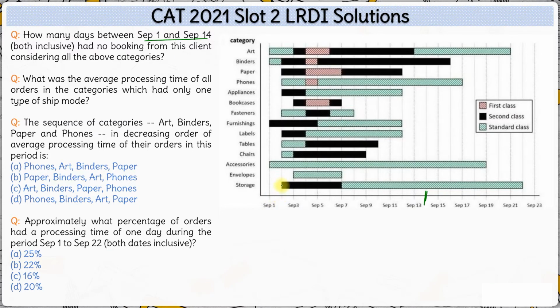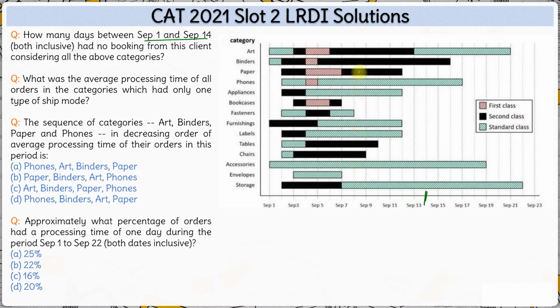September 2, again we have a booking, so let's leave this. September 3, again there is a booking here for the envelopes category. September 4, there is a booking here in the tables category, so let's leave this. September 5, there is a booking in the furnishing category, so let's leave this. September 6, there is a booking in the fasteners category, so let's leave this. September 7, there is a booking in the paper category, so let's leave this.